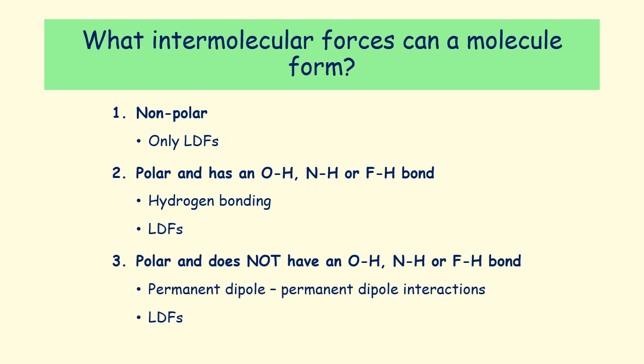And then finally, if a molecule is polar, but it does not have an OH bond, an NH bond, or an FH bond within it, what it can do is form permanent dipole interactions, and also London dispersion forces. So you need to understand what each of those intermolecular forces are and then be able to identify from a molecule what forces it would have. And that will lead us to being able to talk about the properties that molecules will have based on the strength and number of intermolecular forces they have.